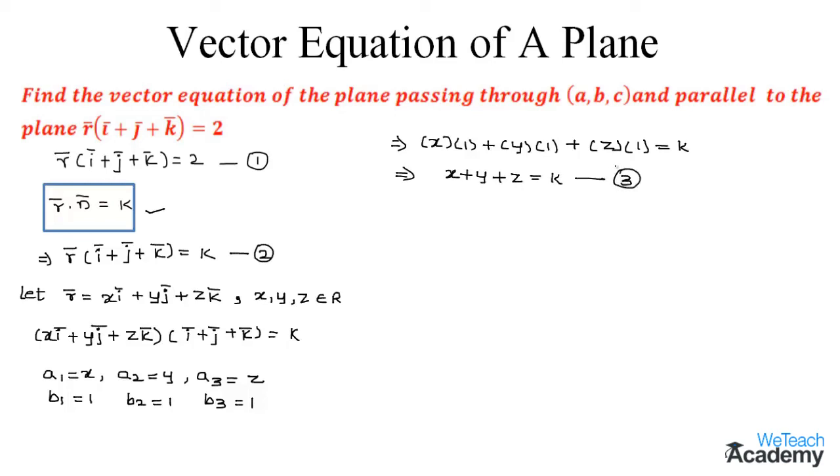And also it is given that the plane is passing through the point A, B, C. So we get here a plus b plus c is equal to k. Now let us substitute k is equal to a plus b plus c in equation 3. So we get the vector equation of the plane passing through the point A, B, C as x plus y plus z is equal to a plus b plus c.